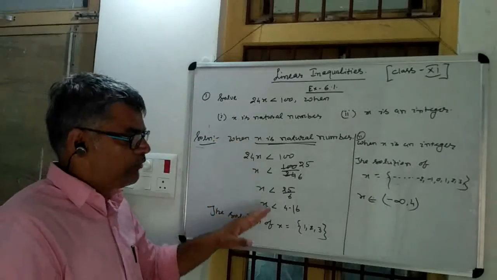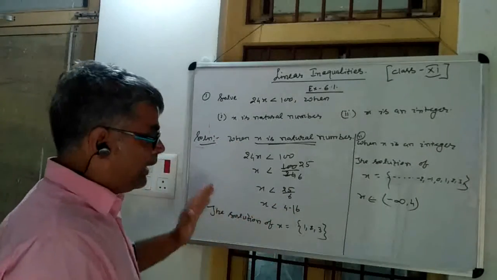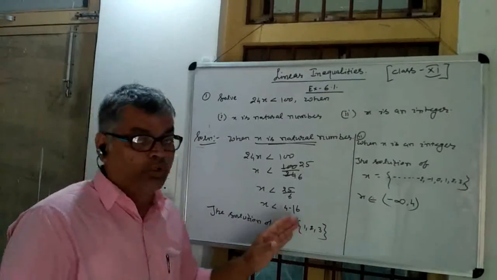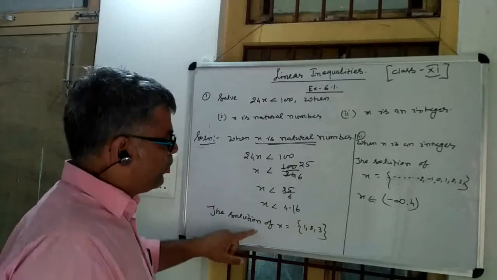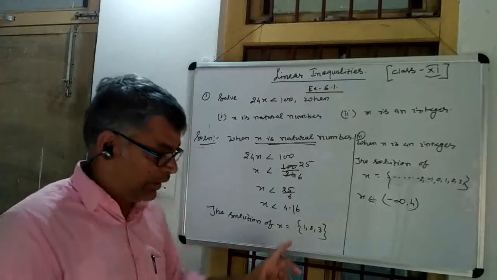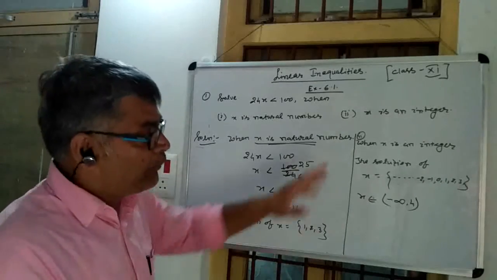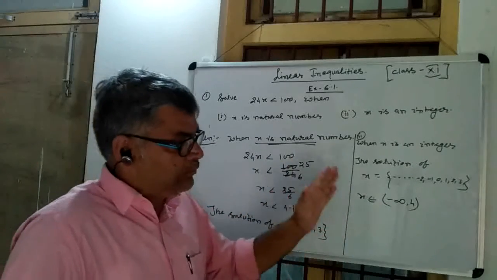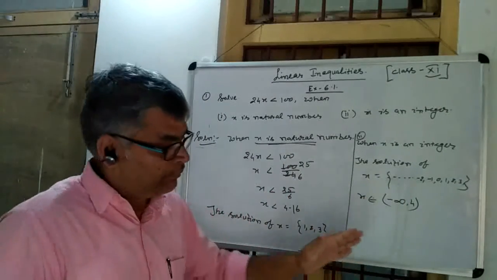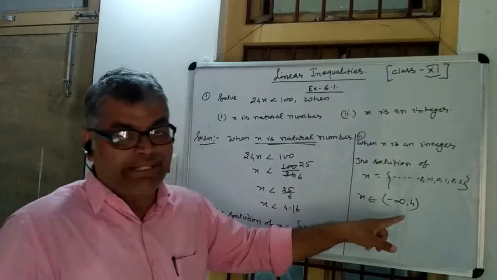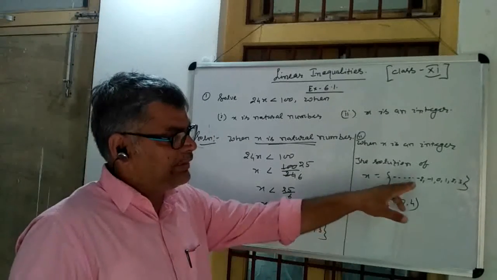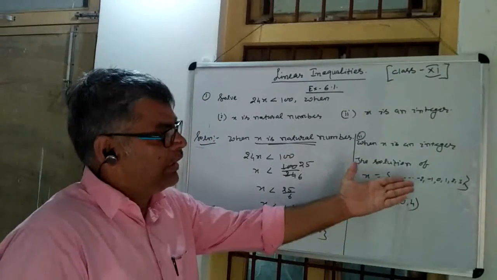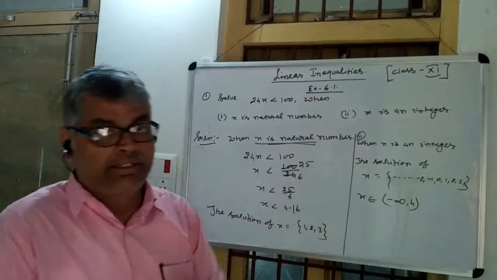Inequality, simply you solve for x like an equation, and thereafter you have to think logically in which case the solution is required. When x is a natural number, then x will have only 3 solutions, that is 1, 2 and 3. And when x is an integer, then its solution set will increase, that is from minus infinity to 4, where 4 is not included in it. These are the two ways to write the solution. You can write the solution in any one way, either in this form or in this form.